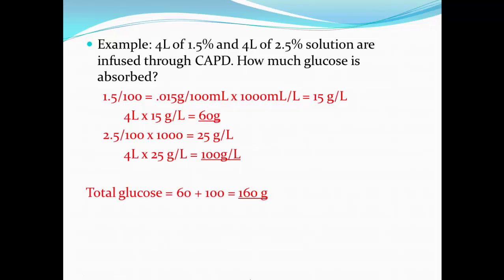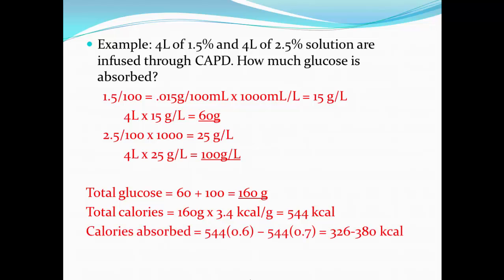And now we'll add the grams of glucose from each solution to get the total glucose. So this is 60 plus 100, which is 160 grams of glucose. We'll convert this to calories from glucose. So 160 grams times 3.4 calories per gram gives us 544 total calories in the dialysate.